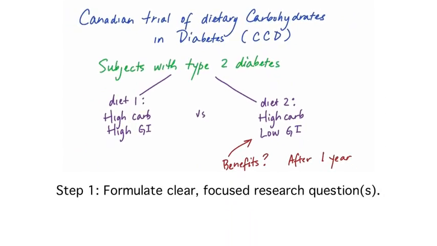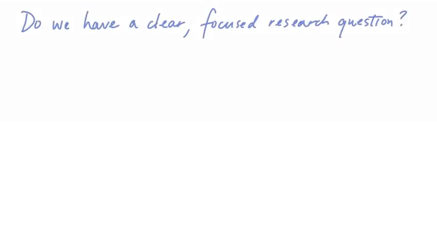Remember that our first step in the process of statistical inquiry was to formulate clear, focused research questions. So, are we there yet? If you answered no to the question, you're correct. We know that we want to compare people on a high GI versus a low GI diet. We know that we're particularly interested in people with type 2 diabetes. But we haven't yet indicated what we're comparing or how we'll define the benefits of a particular diet.